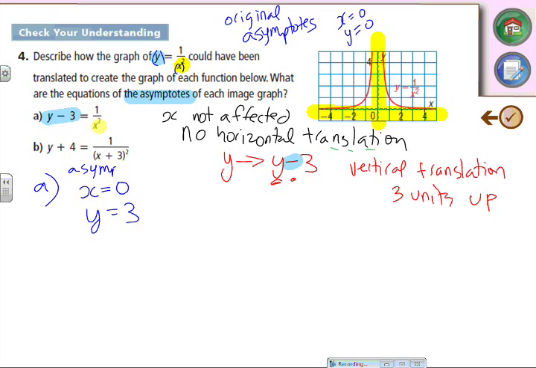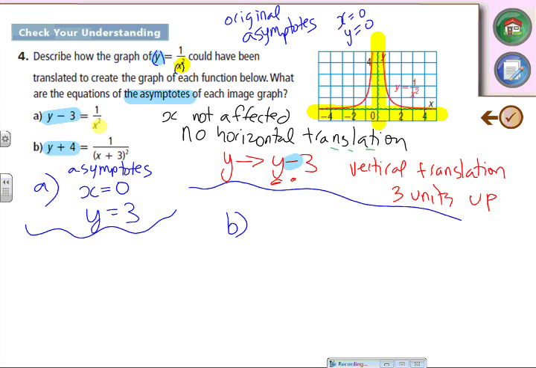Ooh, part B now. This is crazy stuff. Part B says y plus 4, x plus 3. Into the x spot, I put x plus 3. Into the y spot, I put y plus 4. So x is replaced with x plus 3 in the equation. Y is replaced with y plus 4.